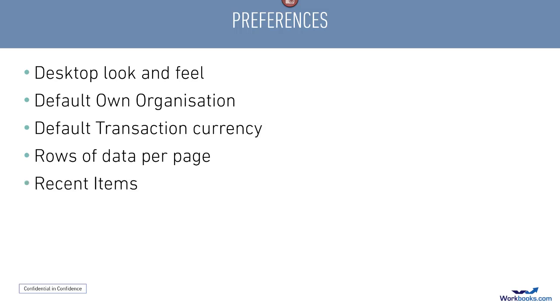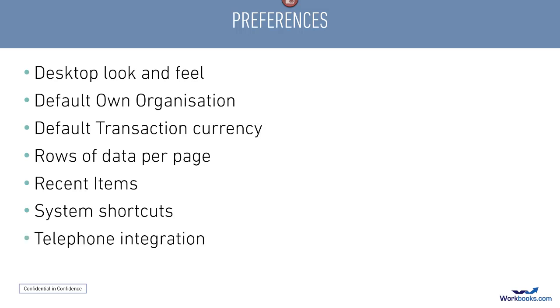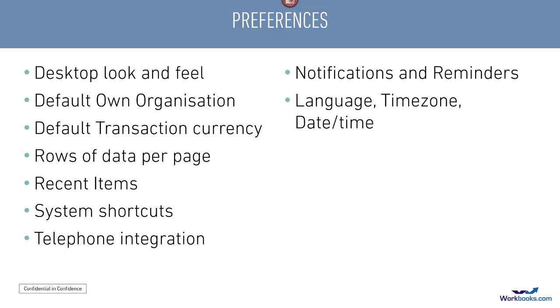You can specify how many recent items to keep, and you can control which system shortcuts appear on your Workbooks desktop. You can set up telephone integration with your VoIP software, and you can configure your notifications and reminders so that they default to working the way that you prefer. You can set up your defaults for the language that you see on the screen when you're using Workbooks, as well as setting up your time zone and your date-time formats. You can control the default search behaviour settings, and, as you'd expect, you can change your password.